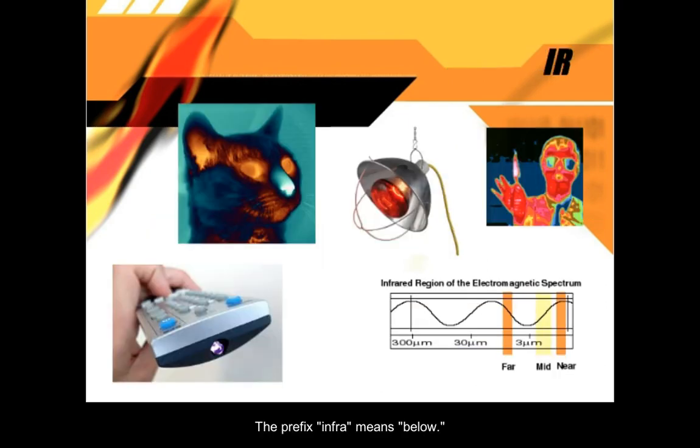The prefix infra means below. Infrared radiation, or heat, is below red light in terms of energy. IR is used in a variety of applications. It transmits information from remotes to the device being controlled. It's also used to create images based on temperature differences.